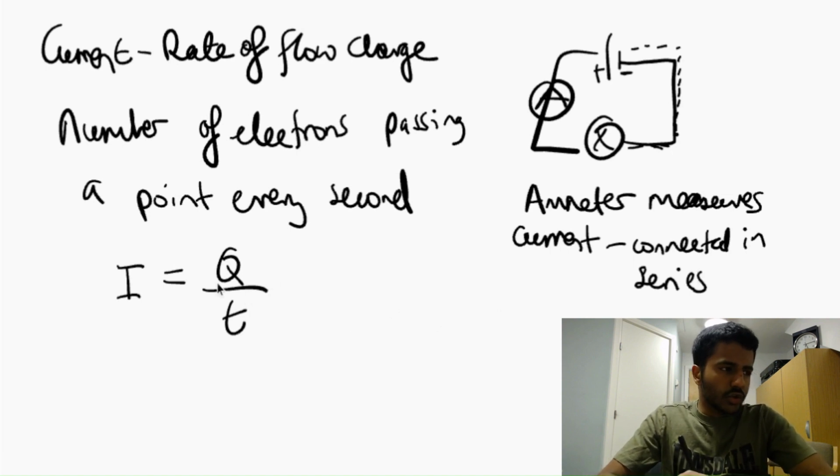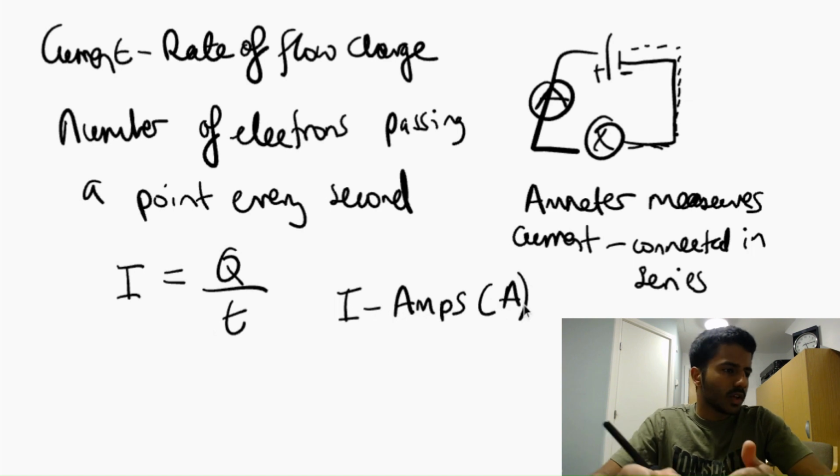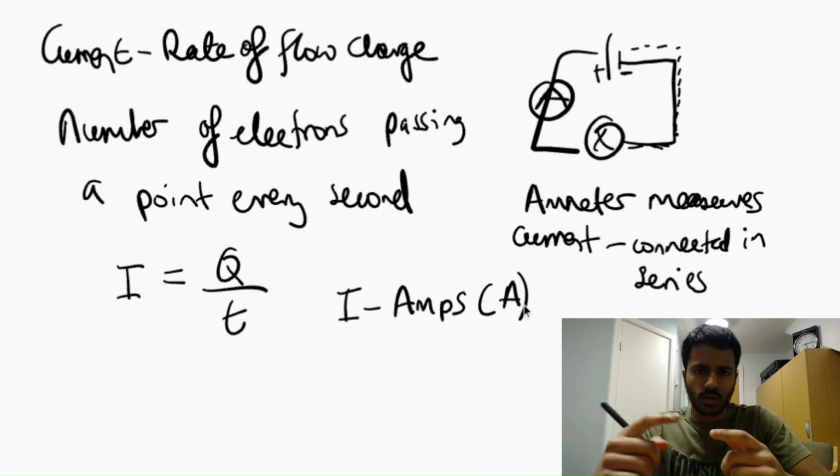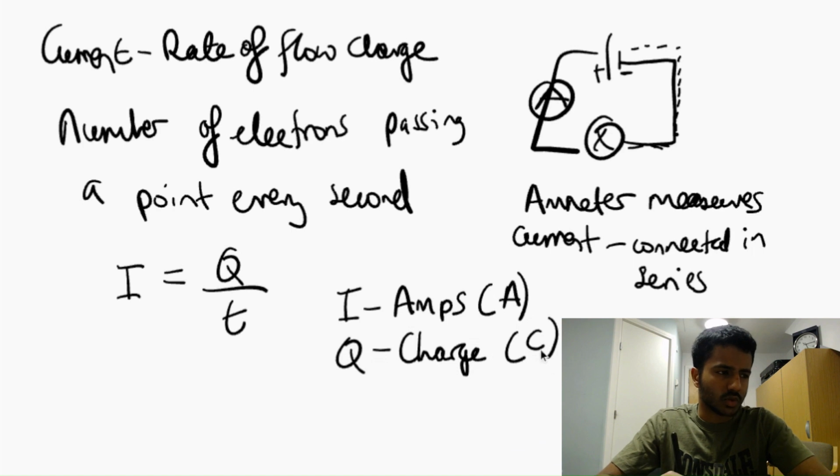If you look at the units for this equation here, current is given in something called amps, or you can call it A, as the unit letter. Charge is denoted by coulombs, which is this capital C, and time is in seconds.